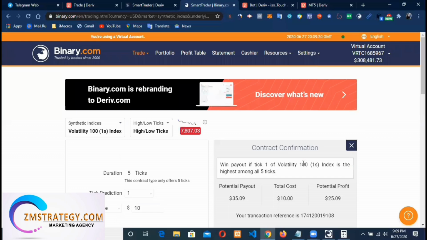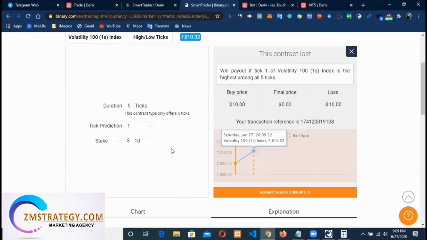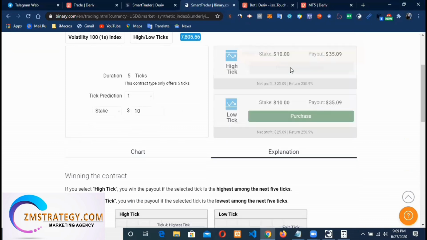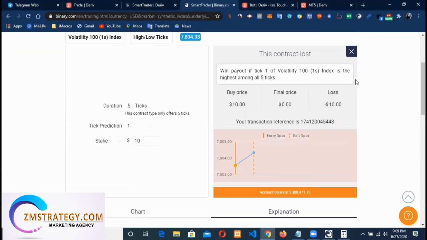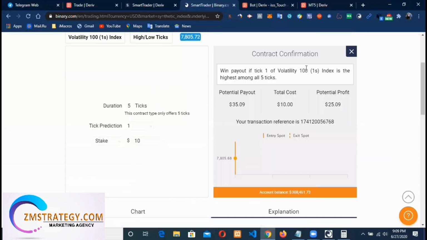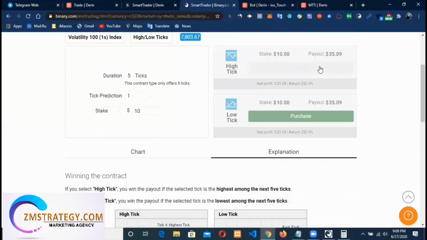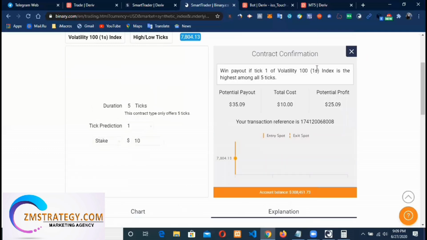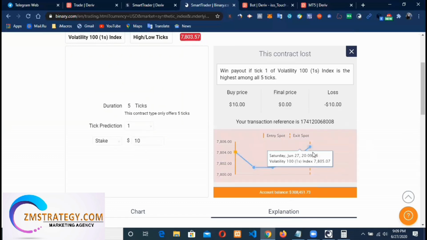Let me take a trade for you guys to see. Now we are saying that the market goes up and we are using one tick as our position. It means the next five ticks must be greater than this one tick. Oh, it must still be a loss. Now the market needs to come down. Okay, here it is. Now here's a good example.